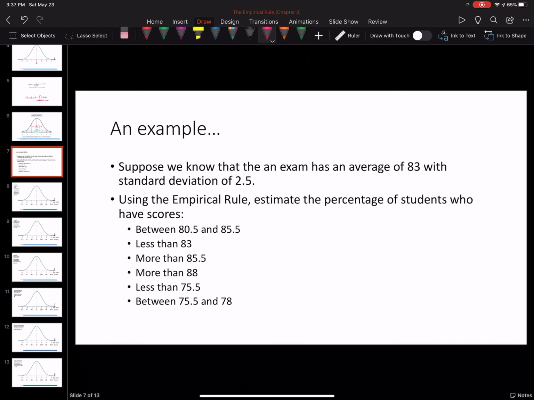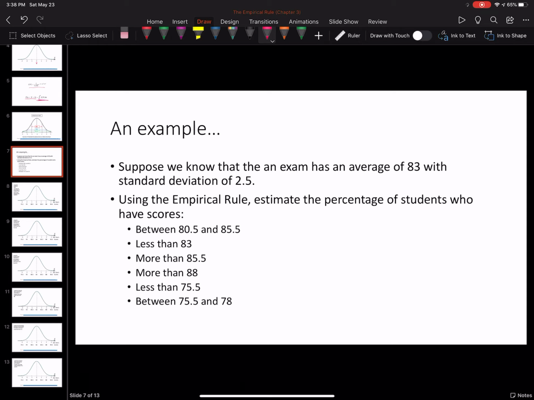We'll work probably two more in this video, and then we'll save the other ones for the second video. So we have an exam, a little typo there, but ignore that. We've got an exam that has an average of 83, and the standard deviation is 2.5.